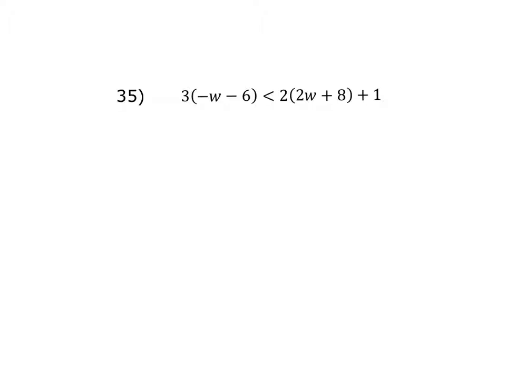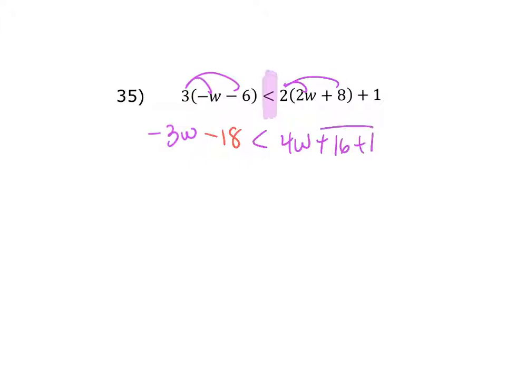Okay, with this one, again, remember it's an inequality, so don't forget that. You treat it like a regular equation where you distribute first. You get negative 3W. Okay, so that would be negative 18, less than 4W plus 16 plus 1, where we can combine 16 and 1 and make it just 17 right away.